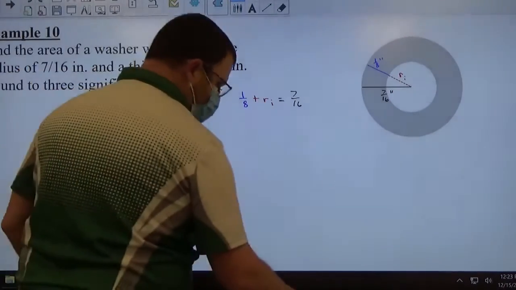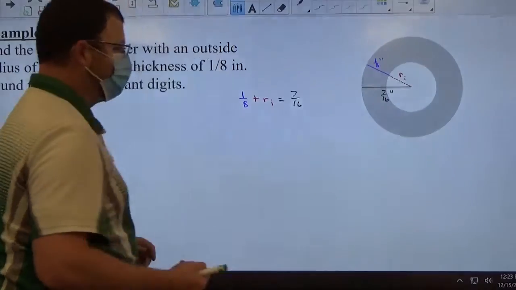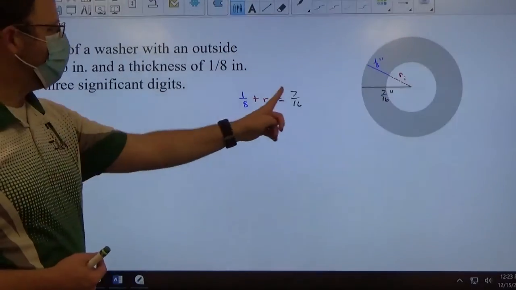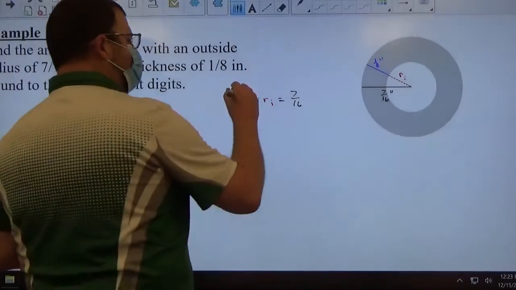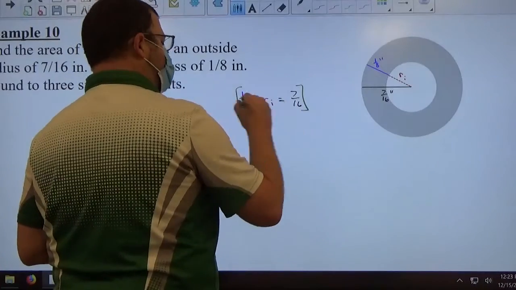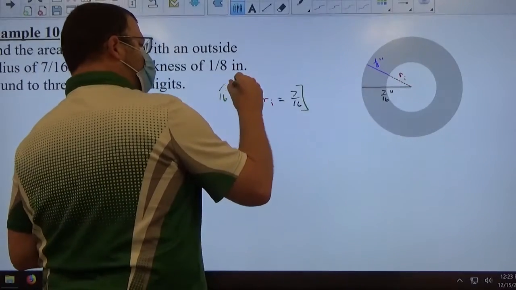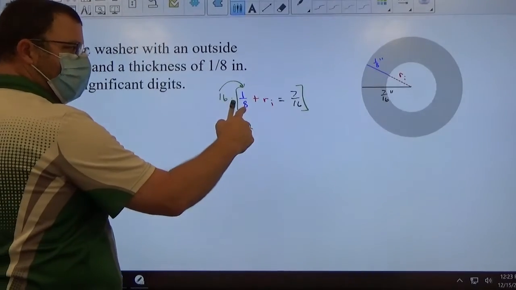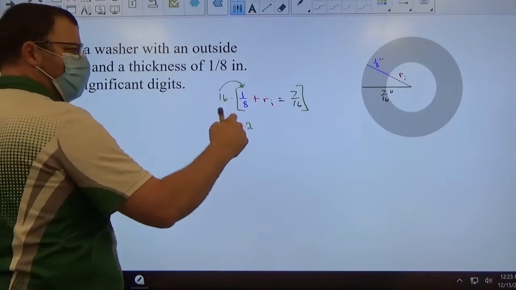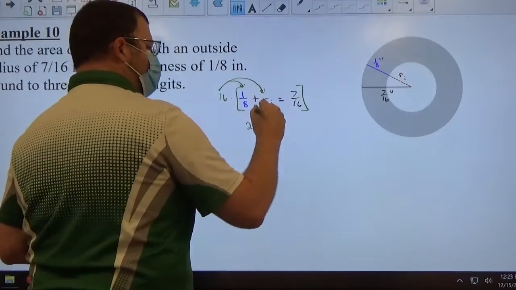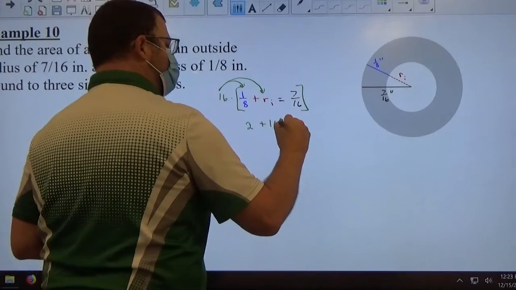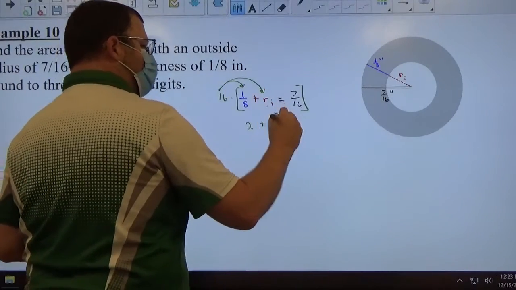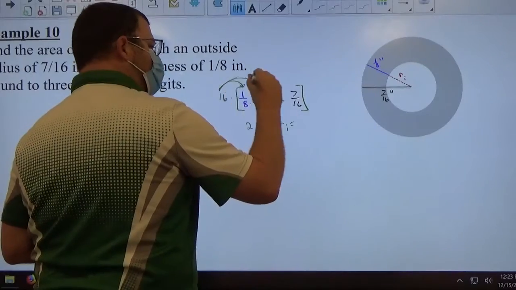Okay. With fractional equations, my preference is not to have fractions. The common denominator of all the fractions is 16. So I just take this entire equation times 16. 16 times 1/8 equals 2. Divide first: 16 divided by 8 is 2, multiply 2 times 1 is 2. 16 times inside radius is just 16 inner radius. And 16 times 7/16.